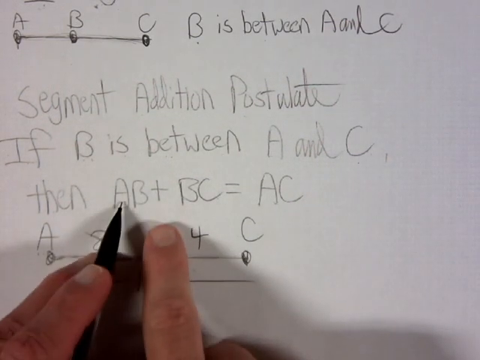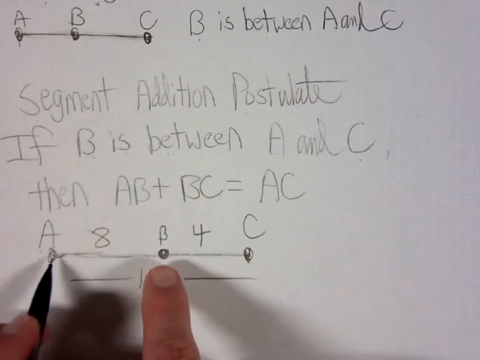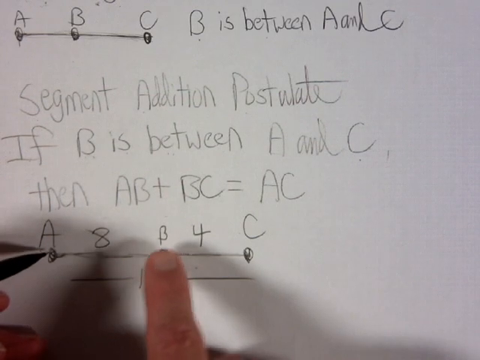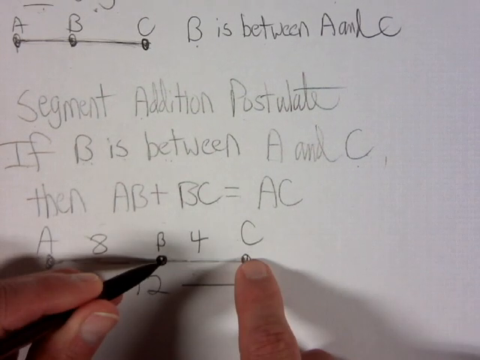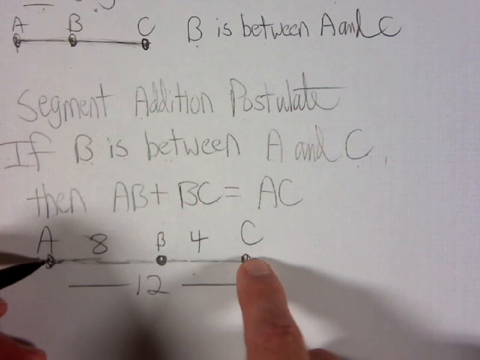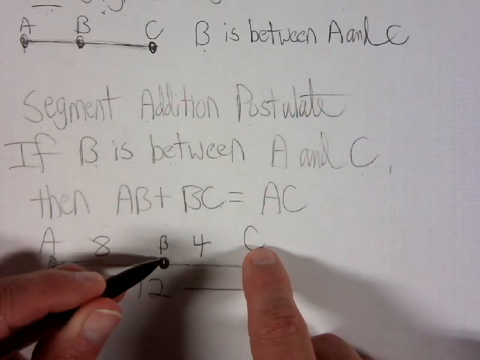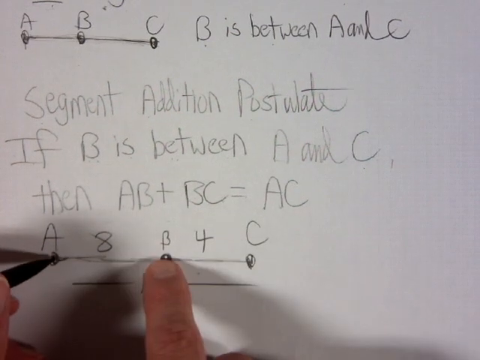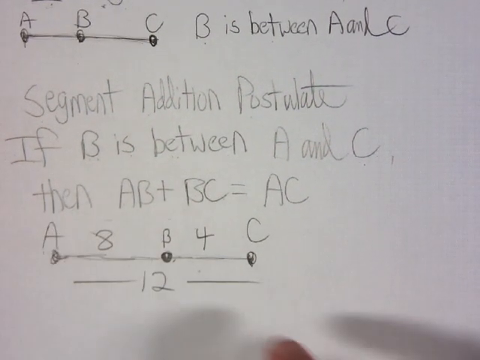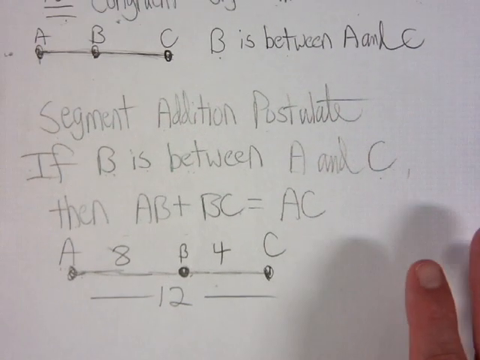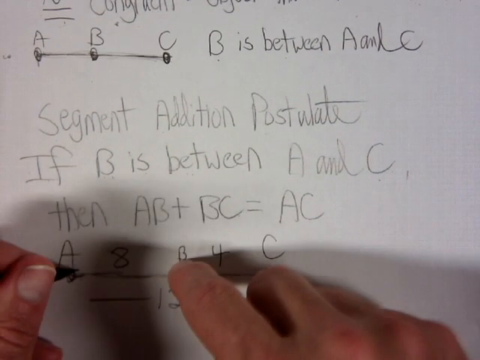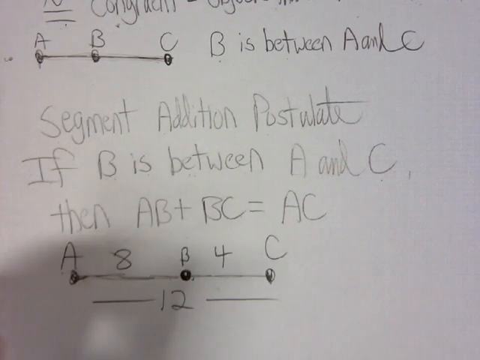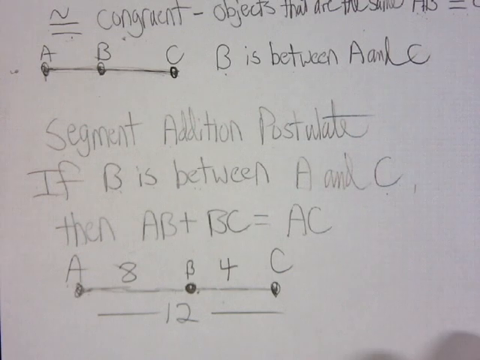So again, segment addition postulate says if B is between A and C, then this piece plus the other piece adds up to the whole thing. This segment plus this segment adds up to the entire segment AC, which makes sense. This part plus this part should equal the whole thing, and it does. So that's the segment addition postulate. Each piece can be added up to the bigger segment.